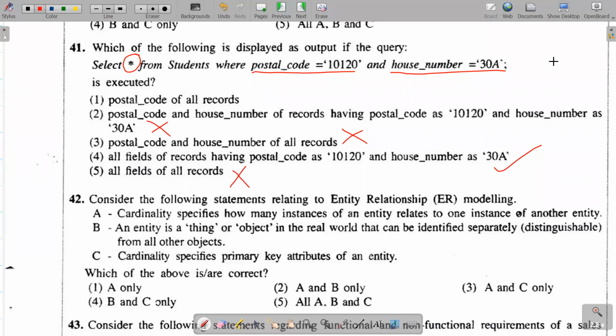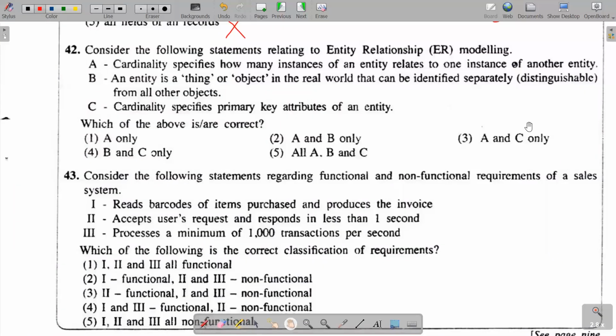Then the 42nd. Yes, we've got enough time. 42nd, which of the following statements relate to ER modeling? Cardinality specifies how many instances of an entity relate to one instance of another entity. Yes, that is correct. That is what we call cardinality. එක පැත්තකින් එක teacher කෙනෙක් students ලා කී දෙනෙකුට උගන්වනවා. එක student කෙනෙක් teachers ලා කී එකකින් ඉගෙන ගන්නවා. So එක් කෙනෙක් කොච්චරක් එක වැඩ කරනවද කියලා තමයි එතන කතා කරන්නේ.